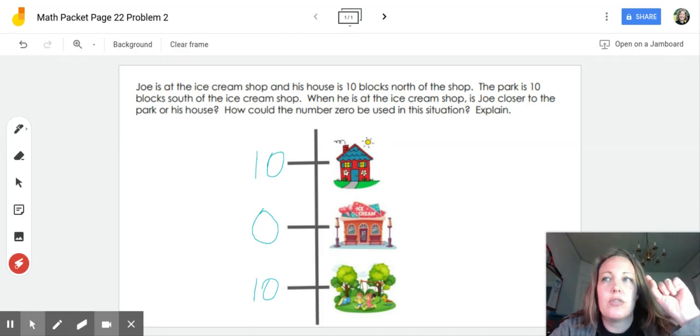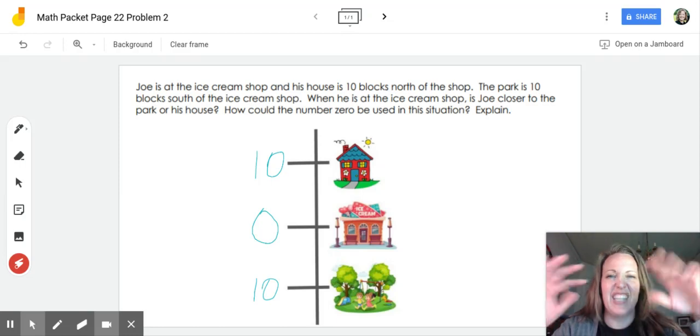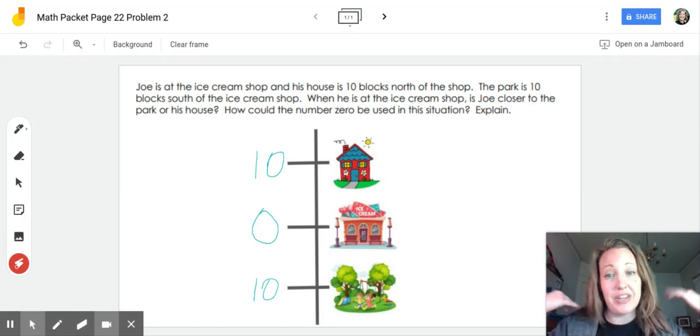There's about 12 blocks to a mile. So 12, 24, 36, 48. He would have walked about 4 miles if he did that. None of that's in that problem, but it's fun to think about, right?